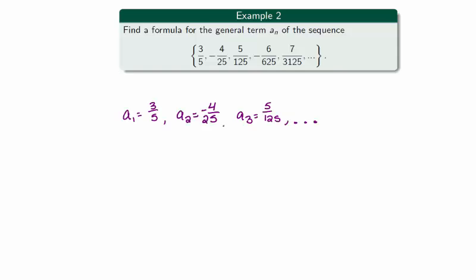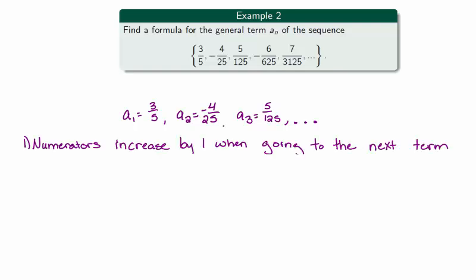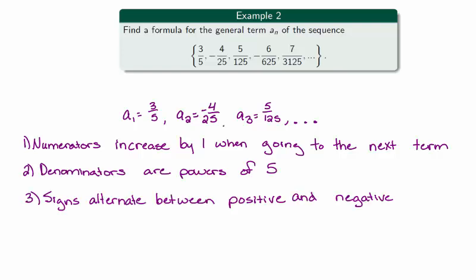Note that a1 equals 3/5, a2 equals -4/25, a3 equals 5 divided by 125, and so forth. Observe that the numerators increase by 1 when going to the next term. The denominators are all powers of 5, and the signs alternate between positive and negative. Thus the nth term is an equals (-1)^(n-1) times (n+2) divided by 5^n.